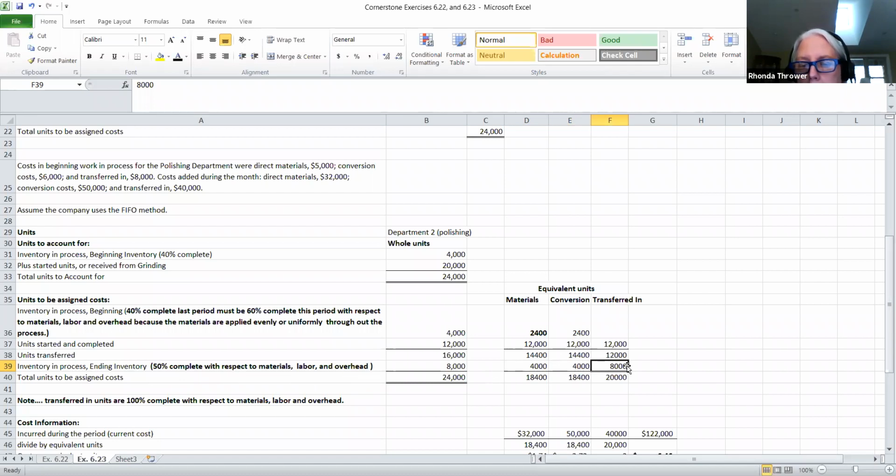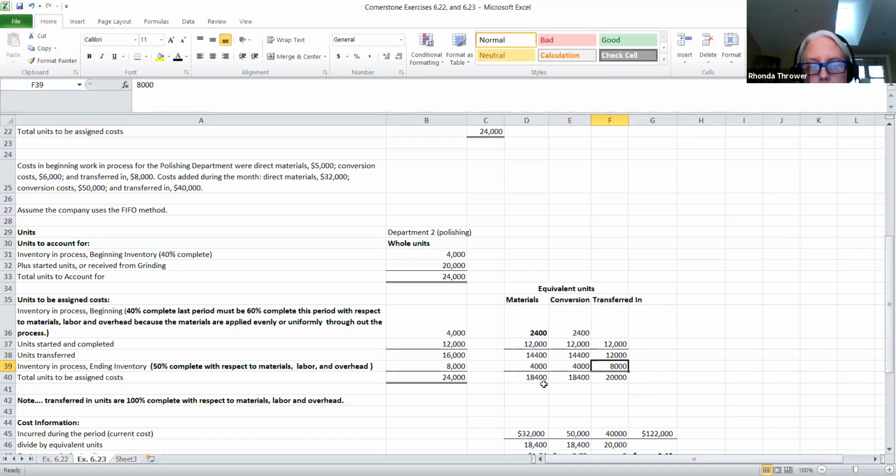And then of the transferred in units, 8,000 of those are finished units because they're transferred in. They're complete units that were transferred in from the previous department. Notice in the equivalent units section, the units were transferred in from another department for us to work on. And so in that case, we have three different inputs that we have to use for our equivalent units. One is for materials, one is for conversion, and one is for transferred in units.